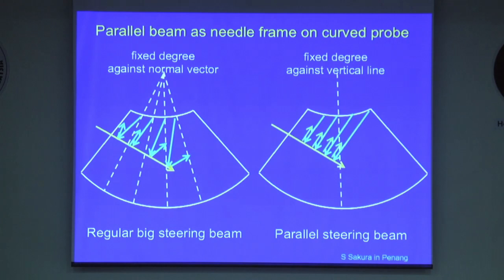So you can easily imagine that with this beam, some of the reflections don't go back to the probe, but with this technique, you can expect more reflections to come back to the probe. Okay, there's a difference.